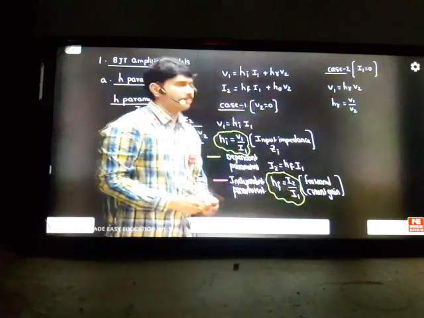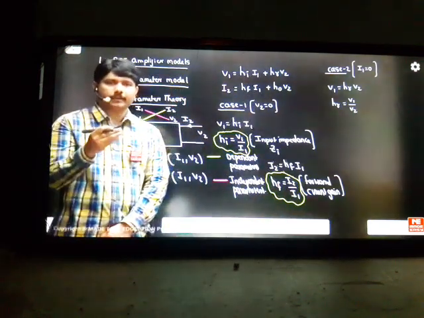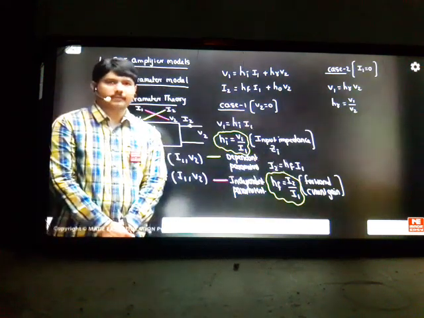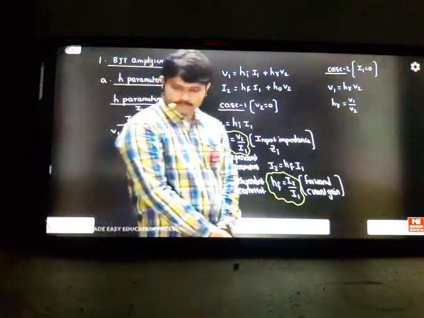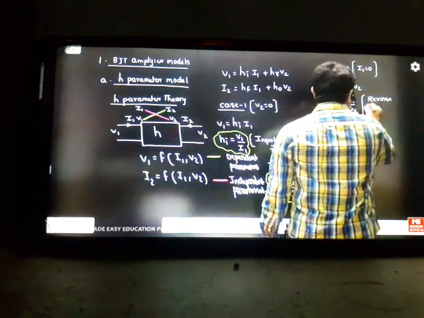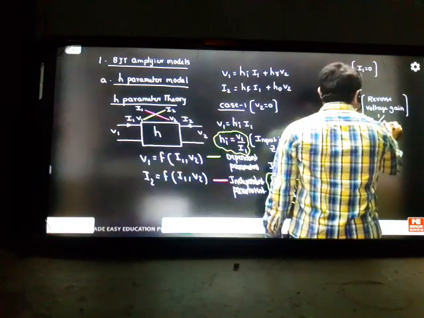It is also coming like a gain formula for us, but the gain formula is coming as input voltage by output voltage. Whenever the ratio comes input by output, we call it reverse gain. Whenever we get output by input, we call it forward gain. So current gain wise we get forward, voltage gain wise we get reverse. So we can write here: reverse voltage gain, which can be treated as 1 by AV.